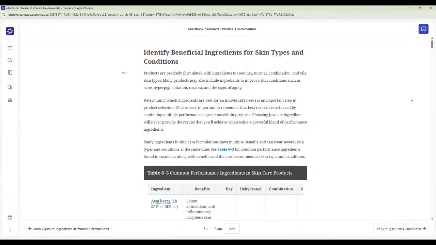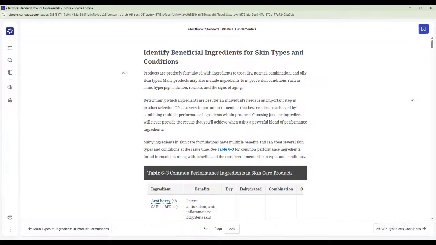All right. So let's look at identifying beneficial ingredients for skin types and conditions. Products are precisely formulated with ingredients to treat dry, normal, combination, or oily skin types. Everybody usually falls into those combinations. Sometimes individuals like to say that sensitive skin is a skin type. It is not. It is a skin condition. Sensitive skin is a skin condition.